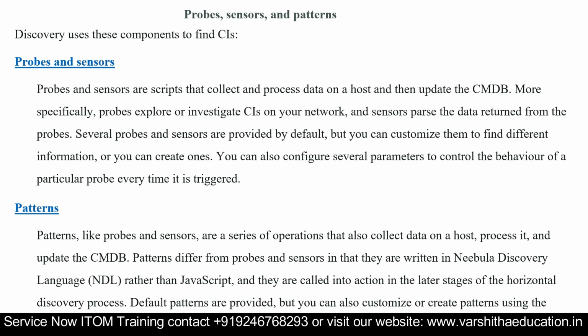So what it returns, for example, when one CI is identified with a probe, then the sensor can transfer the data from the probe. If a CI is identified with a probe, the sensor can make it into a CMDB CI and parse the data. Several probes and sensors are provided by default. So you can see the probes and sensors are already created by default.